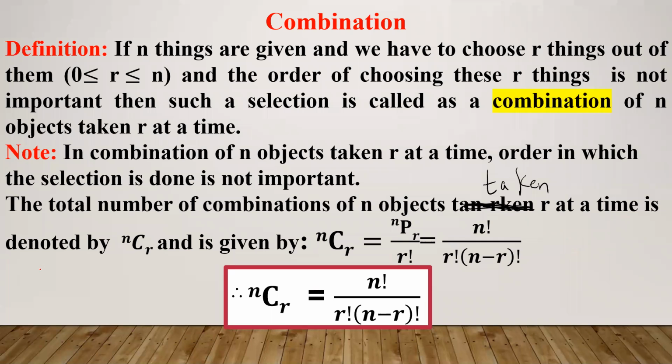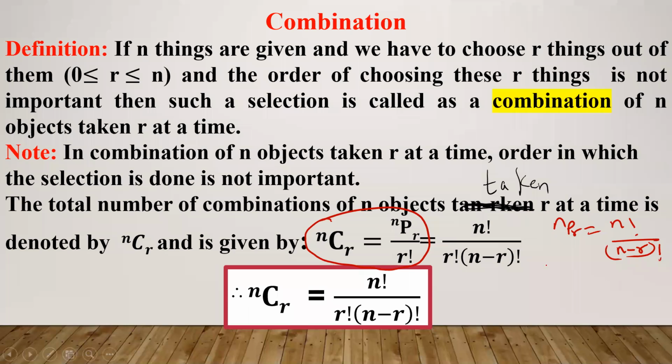So what I'm saying, NCR is NPR divided by r factorial. This is our formula for NCR. But what was NPR? NPR was n factorial divided by n minus r factorial. We have completed the chapter of permutation, and this was the formula for NPR. What is NCR? NPR divided by r factorial.